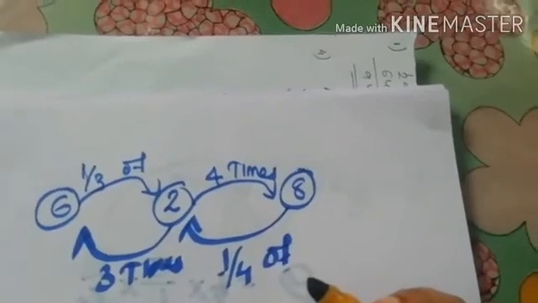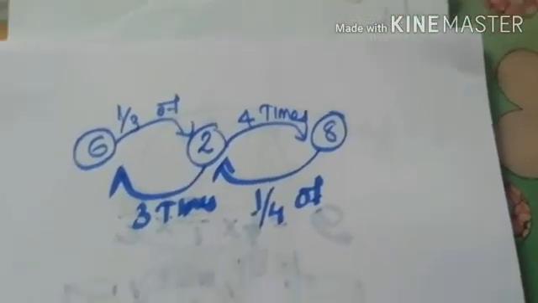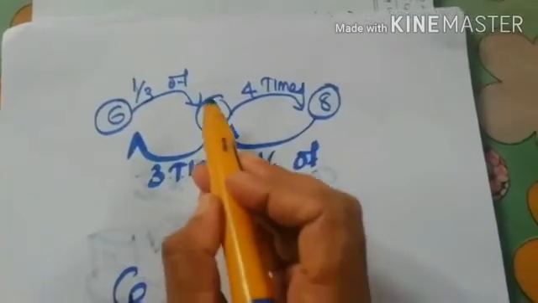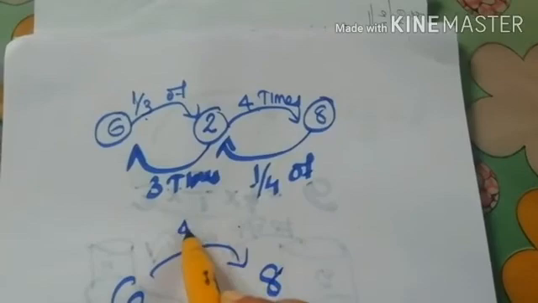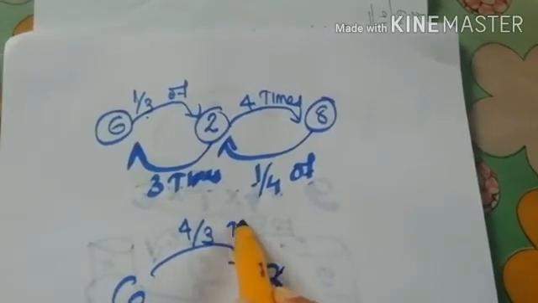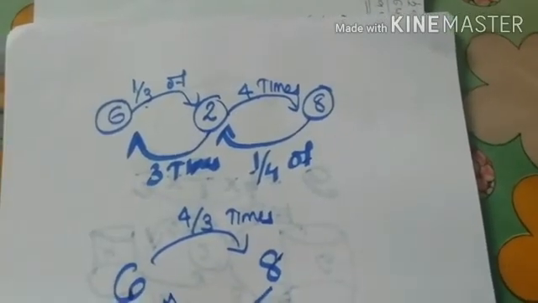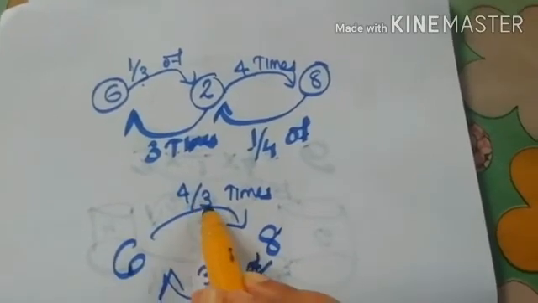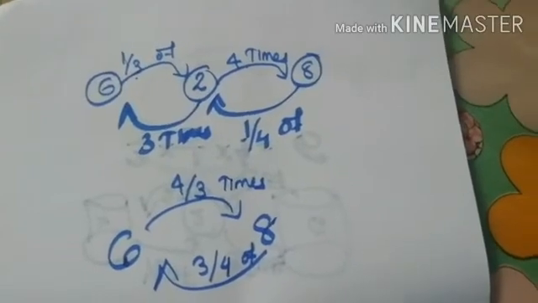Okay? When we put together these two results, we get 6, 8. Here it is 1 by 3 and then 4. So the overall change there is 4 by 3 times. And in the reverse it should be 3 by 4 of. The reverse of 4 by 3 is needed here. Is it okay?